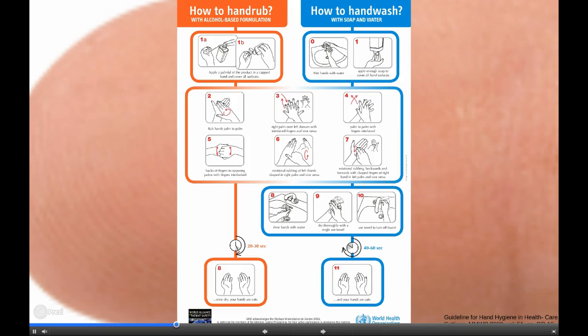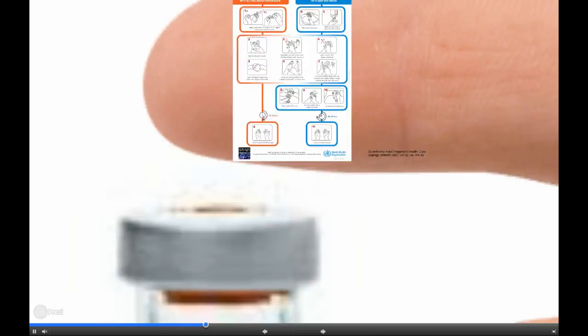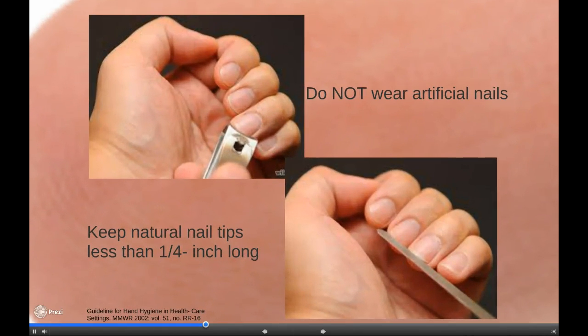Dryness or irritation of hands is often cited as a reason for non-compliance with hand hygiene regimens. Seek information from manufacturers regarding effects that hand lotions and creams may have on the effectiveness of alcohol-based hand rubs and/or antimicrobial soaps. Artificial nails should not be worn when having direct contact with patients. Natural nail tips should be kept to a 1/4 inch in length from the quick.